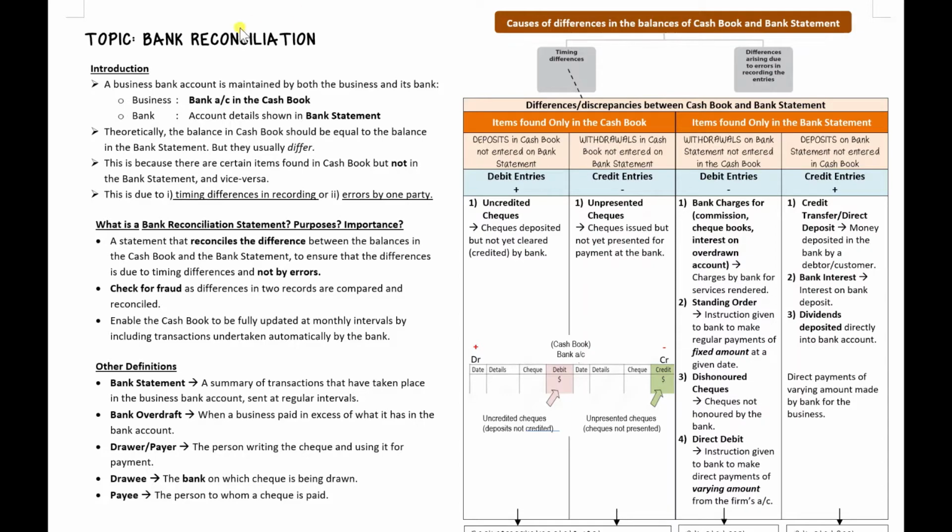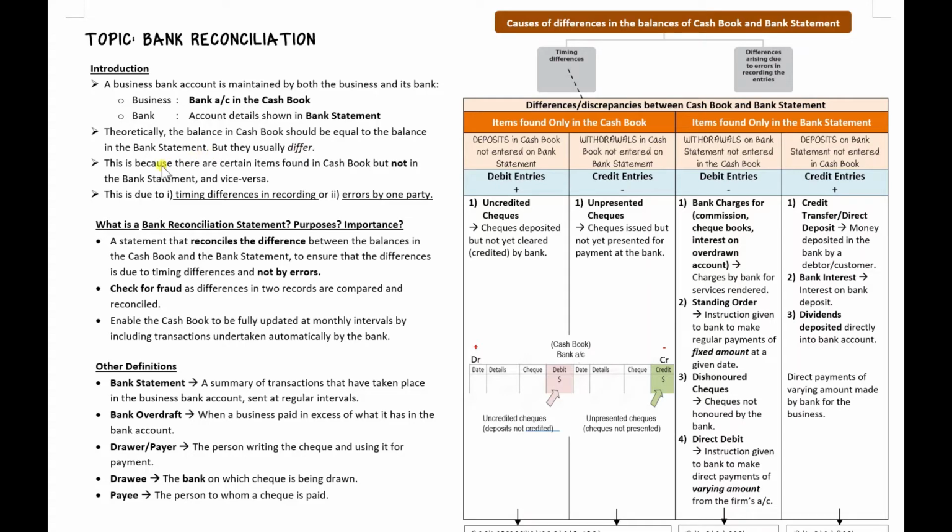Now, a business bank account is maintained by both the business and the bank. So the bank will have a record, and the business will also have a record. From the business side, they will record it in the bank account under the cash book, whereas the bank will usually send out the bank statement to reflect the transactions that appear in your bank account with the bank. So theoretically, the balance in the cash book should be the same as the balance in the bank statement because they are the same thing, right? But normally, they will differ.